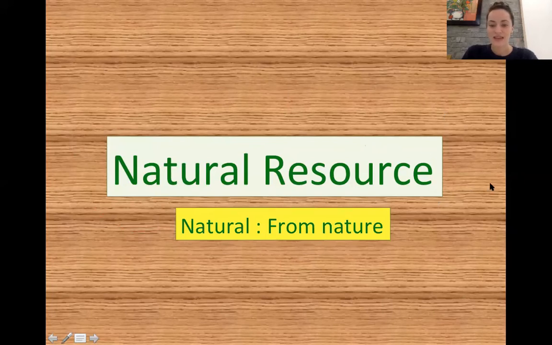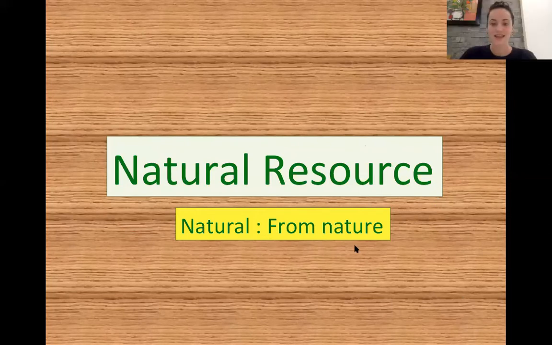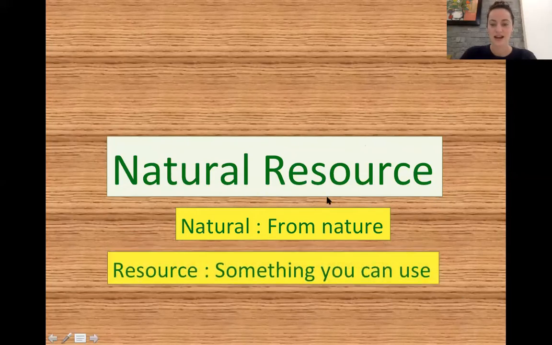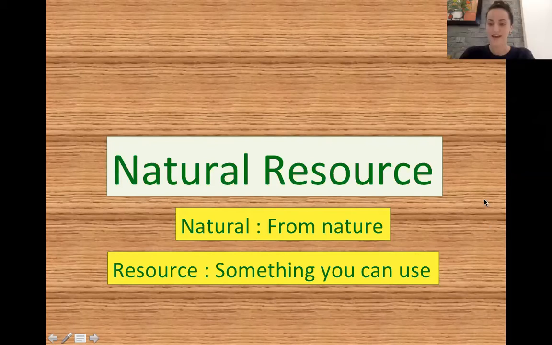Banana, can you read the definition of natural? Natural from nature. Very good. That means it's from nature. And how about resource? Ben 10, could you read the definition of resource? Resource, something you can use. Very good. Something you can use.